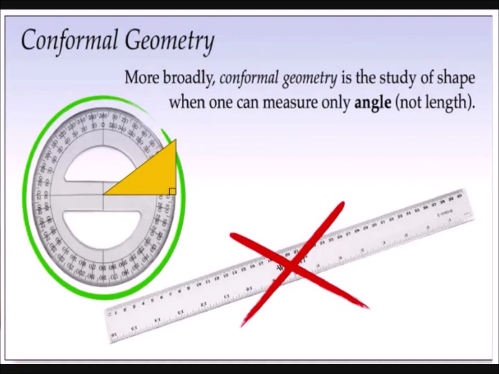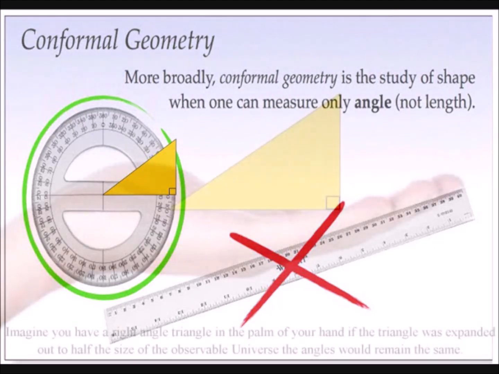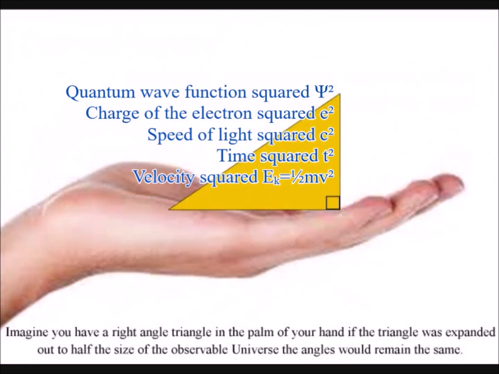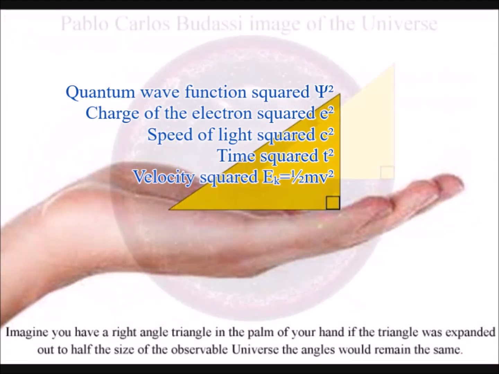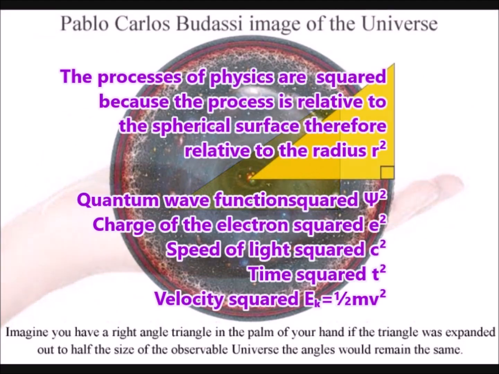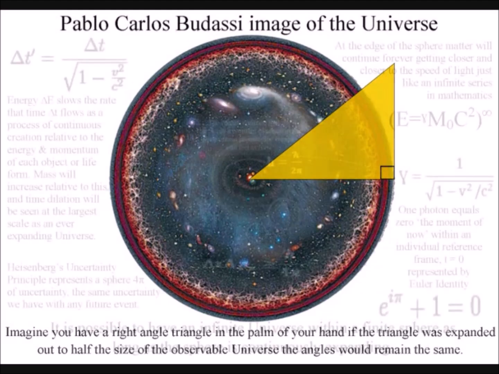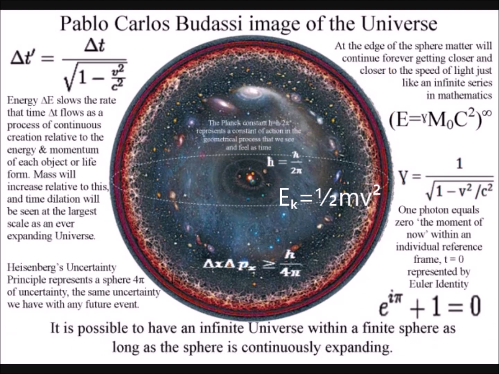In conformal geometry, angles remain the same, while losing the notion of scale. Imagine you have a right-angle triangle in the palm of your hand. If the triangle was to expand out to half the size of the observable universe, the angles would remain the same. This information supports the idea that the universe could be based on one universal geometrical process, from the very small to the very large.